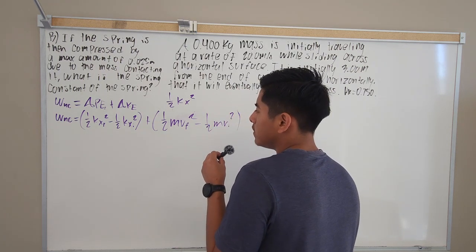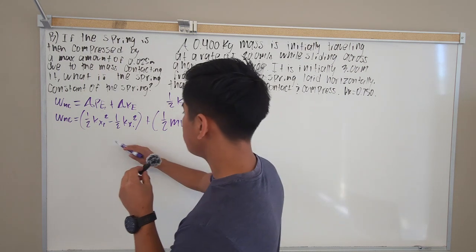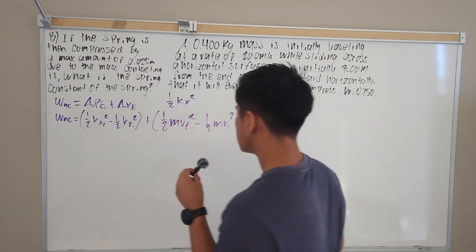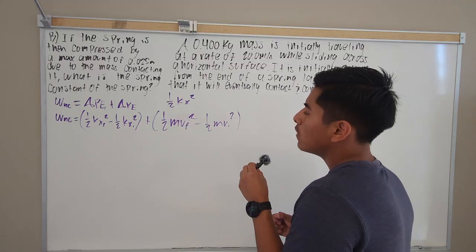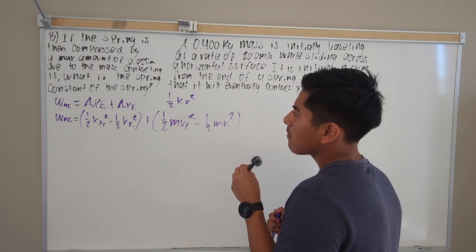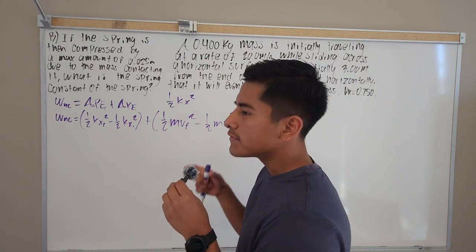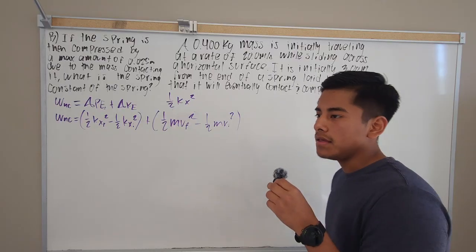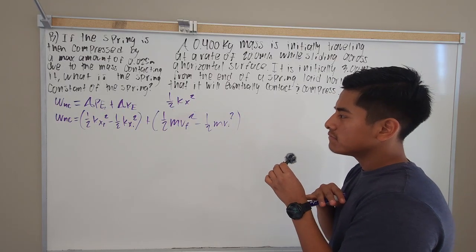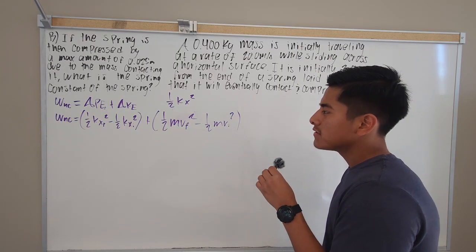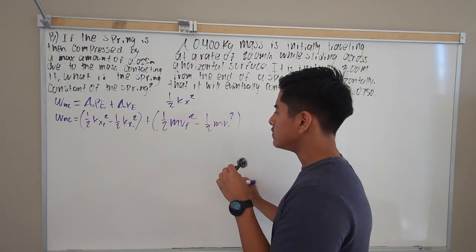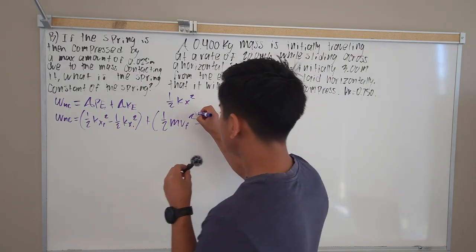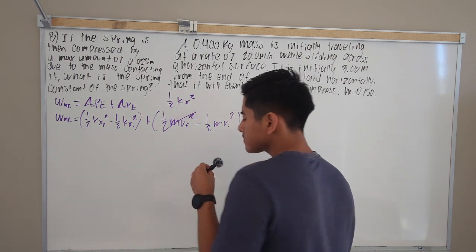And now from here, we can go ahead and isolate for, or we can cancel a couple of things out. So we know that once the spring is fully compressed, that means that the mass is not moving anymore. So we can say that the velocity final is going to be equal to 0. So then this whole thing will be equal to 0. So we could cancel that out.